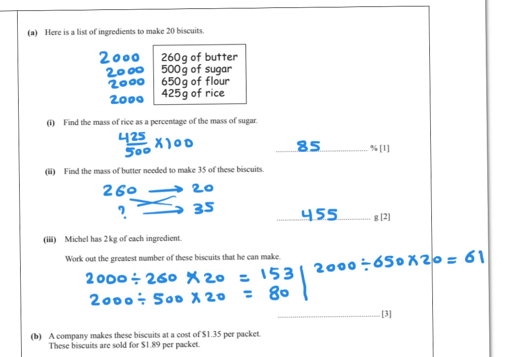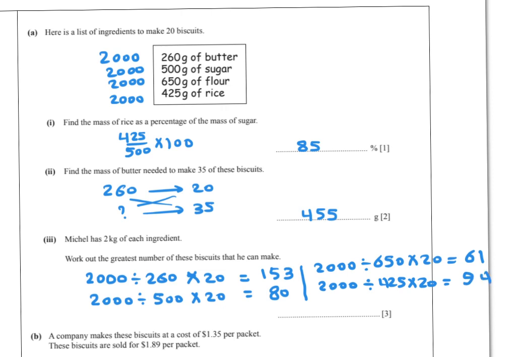So 2000 divide 650, then multiply 20 equals 61. Of course, we need to round down. If your answer is 61.5, so this is enough for 61, not 62. At last, the amount of rice, 2000 divided by 425, then multiply by 20. So this is enough for 94 biscuits.